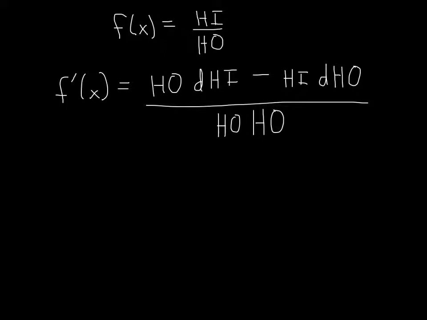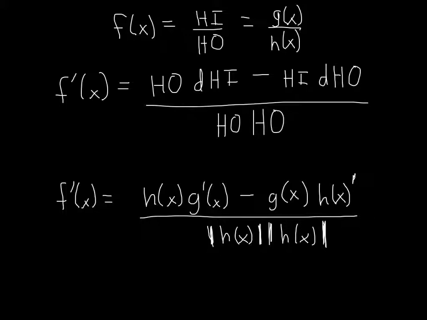If we look closely at it, it's repeating the exact same thing we have for the general equation for the quotient rule. It's just a little bit easier for me to remember. We have ho, the denominator, times d hi, which is the derivative of the upper part, the derivative of the numerator, minus hi times the derivative of the denominator, ho, all divided by ho ho, the denominator squared.